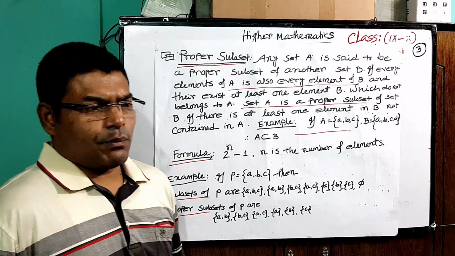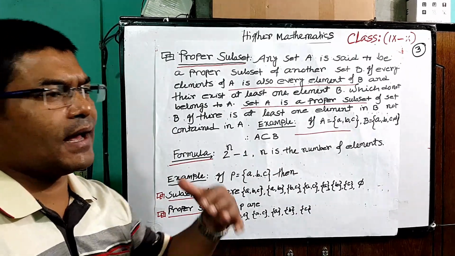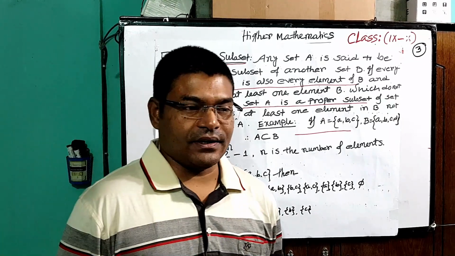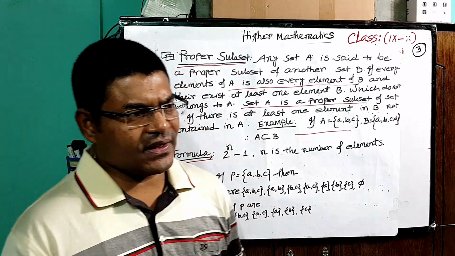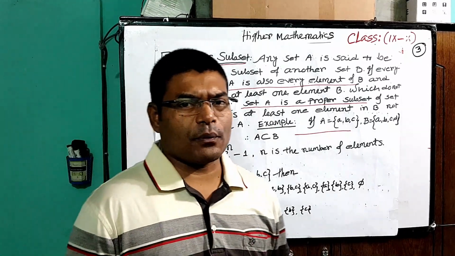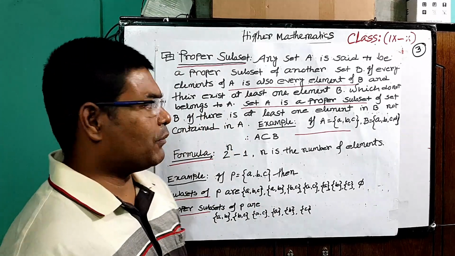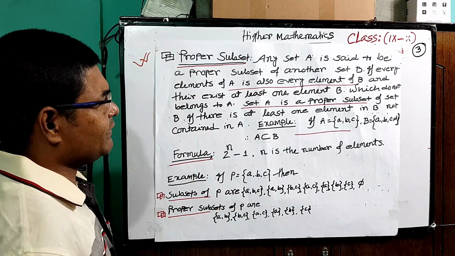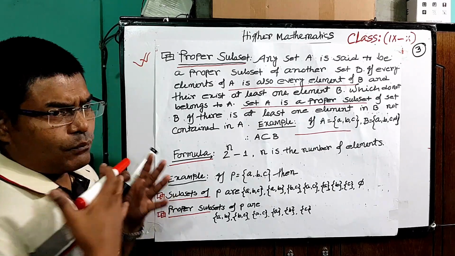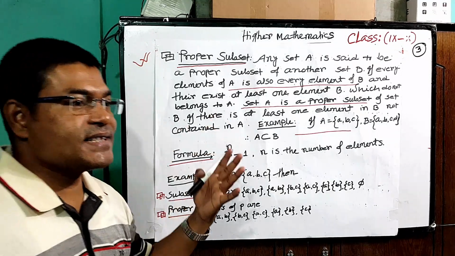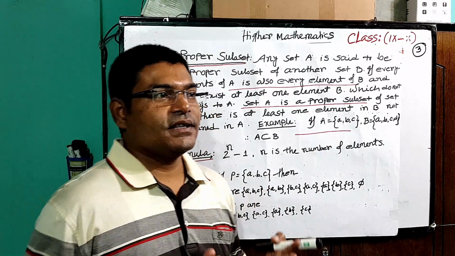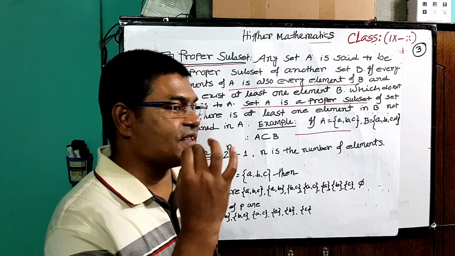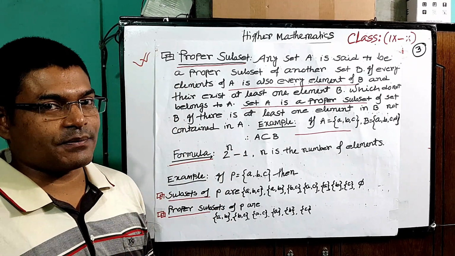Okay, let's come to the point. Already we have learned the subset. Now we learn proper subset. So which one is the proper subset and what are the rules of proper subset? Please follow the board. You can see I have already written the definition. Few minutes ago we learned subset. Now we learn proper subset. This is the difference between subset and proper subset.